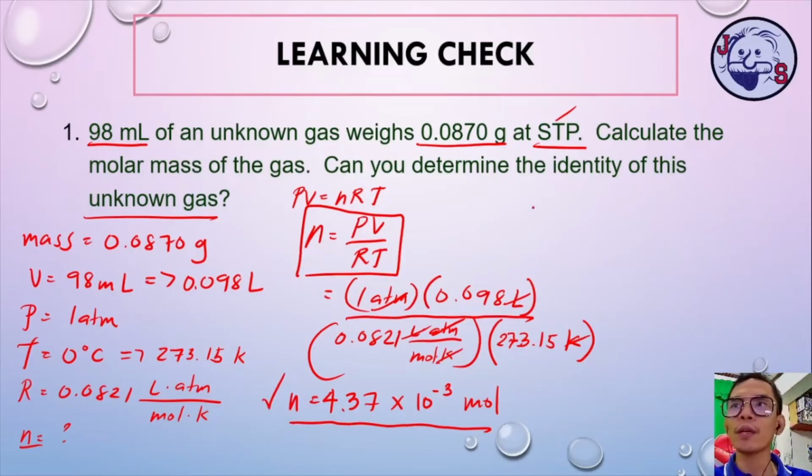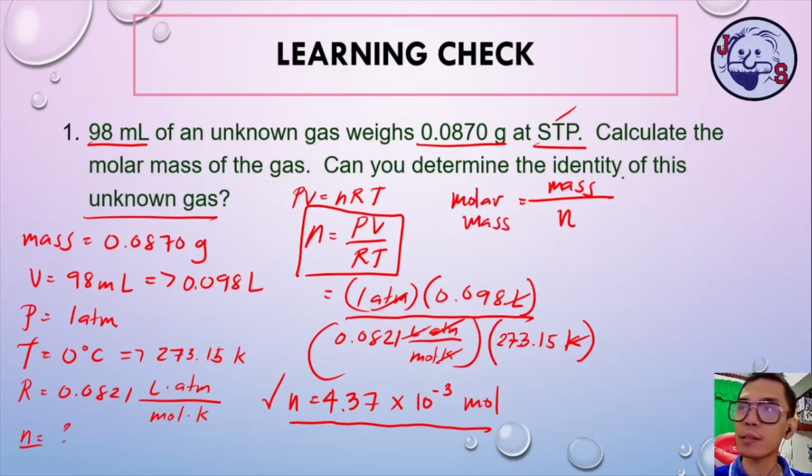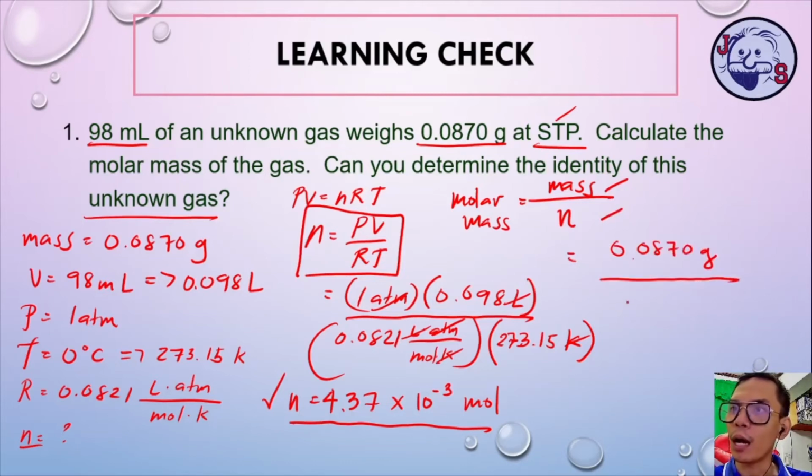All we need to do is to get the unknown gas. We have the mass over n, and that's how you get the molar mass. The molar mass is obtained by dividing mass over n. So let's plug in those values. The mass is 0.0870 grams over 4.37 times 10 to negative 3 moles. Remember, molar mass has a unit of grams per mole.